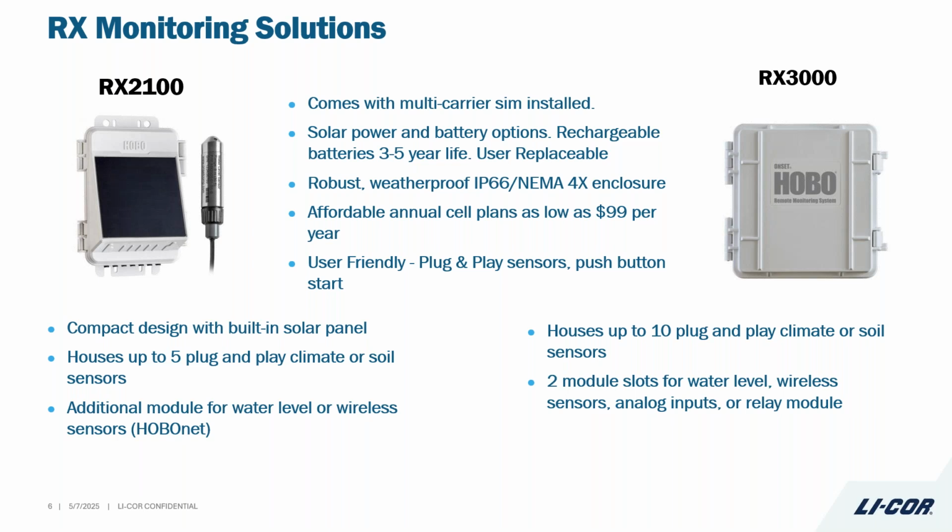for our RX 2100. We also have our RX 3000, and that houses up to 10 of those plug-and-play smart sensors for the different parameters that you want to monitor. It also has 2 module slots for either water level, hooking up a wireless HoboNet manager, adding analog inputs for third-party sensors, or adding a relay module that can connect up to a pump or anything like that to turn on and off depending on thresholds that we have. So those are our 2 real-time monitoring solutions.